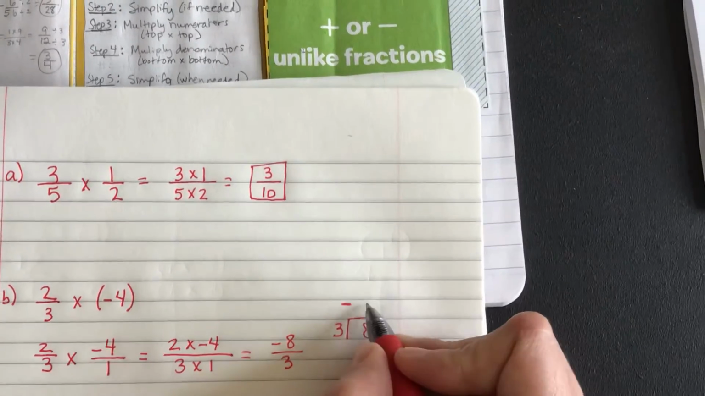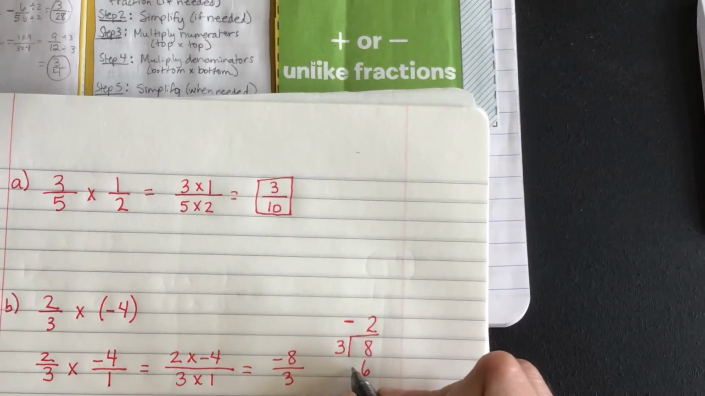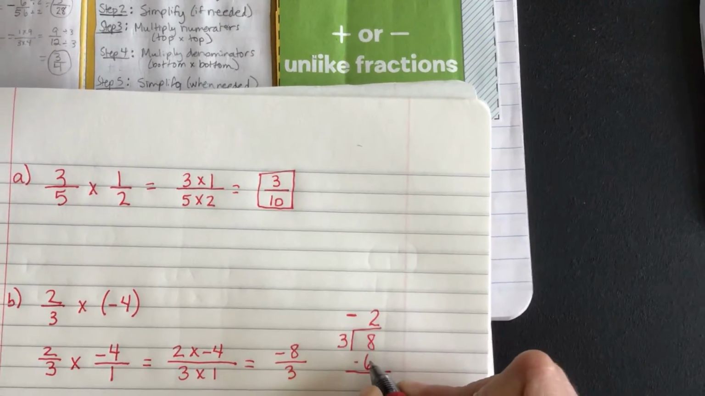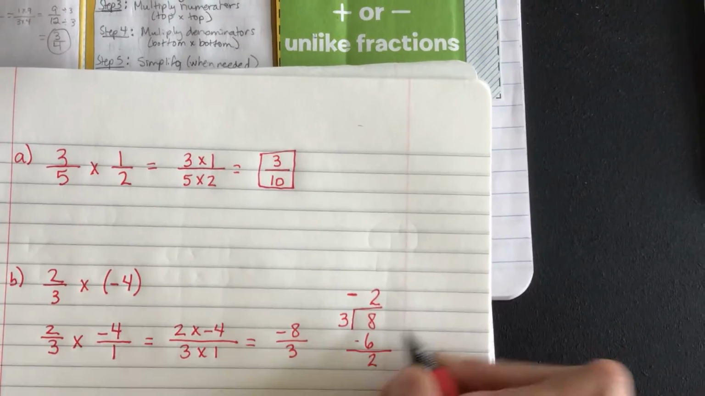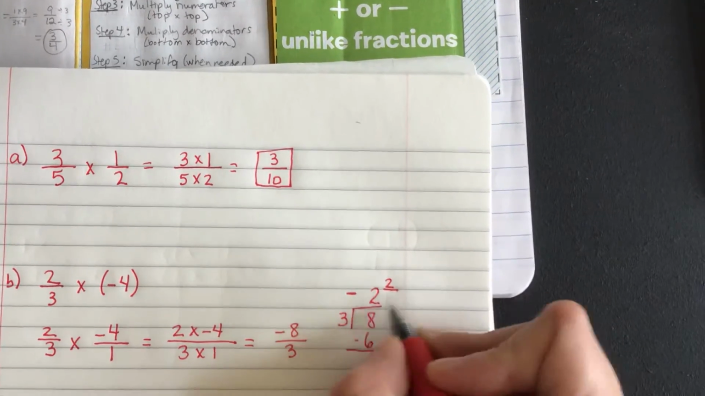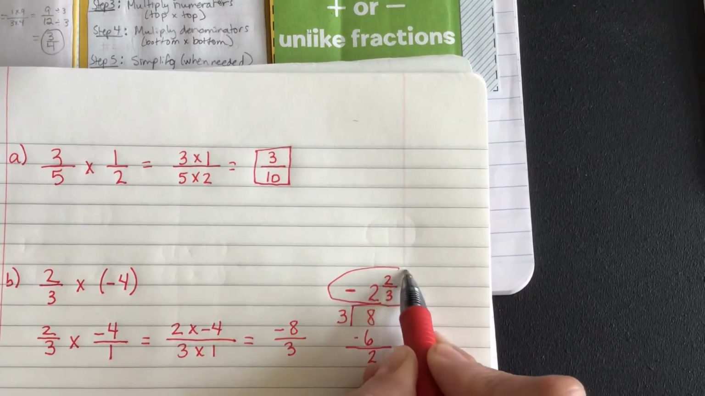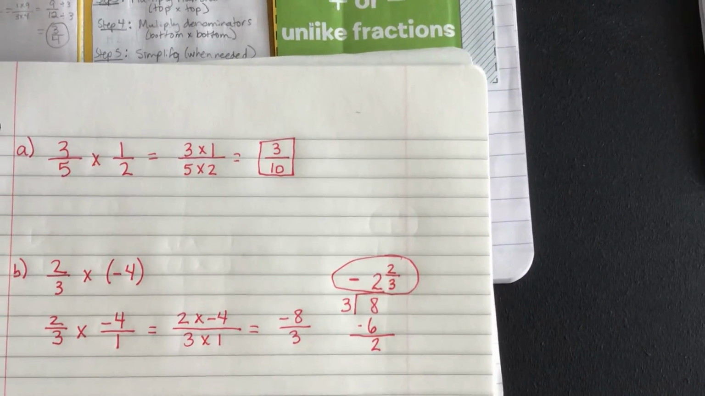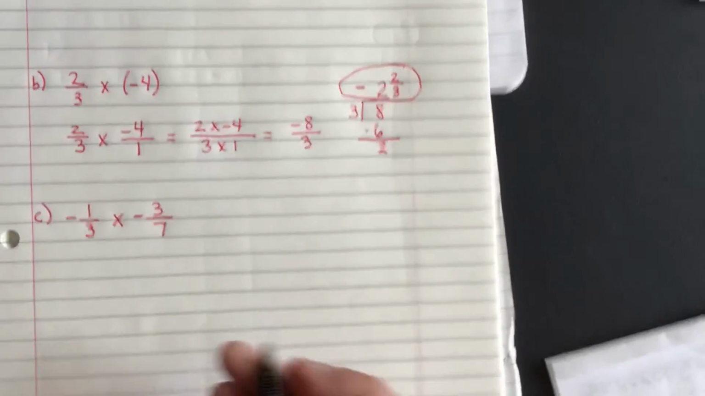3 goes into 8 2 times. 2 times 3 is 6. I'm going to subtract 8 minus 6 gives me 2. 2 is my remainder. Remainder becomes the numerator. And then we put the 3 here. And that is our answer for B, -2 and 2/3. All right. Next one is C.